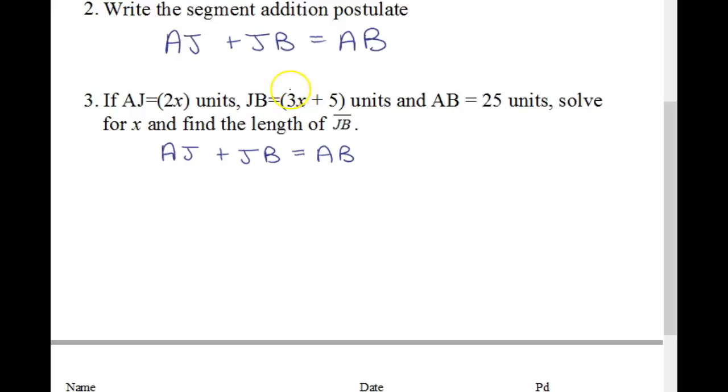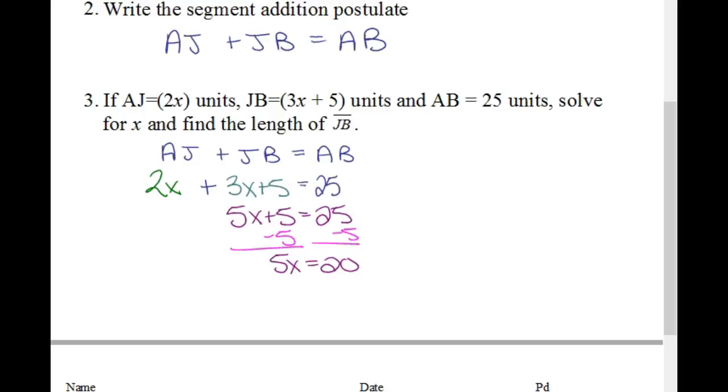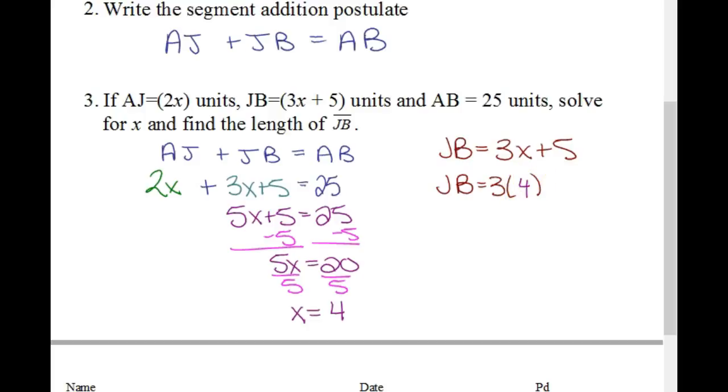Next, I'm going to do my substitutions. 2x plus 3x plus 5 equals 25. We need to combine our like terms and then solve our equation. We will get x equals 4 as an answer. Now that I know what x is, I can plug it into JB to find the actual length of JB. So I will substitute the 4 for x. And then you can use your calculator to solve.